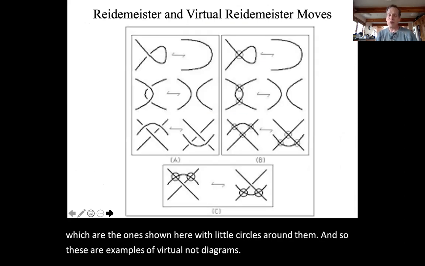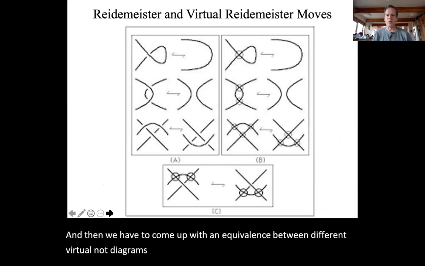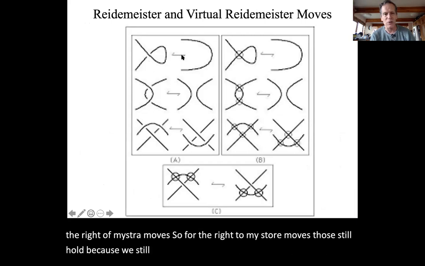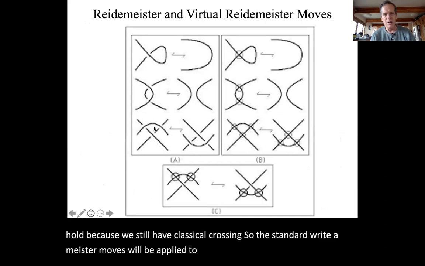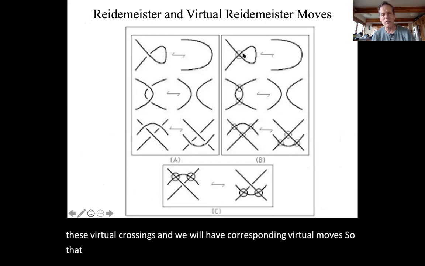And then we have to come up with an equivalence between different virtual knot diagrams. The equivalence is going to be an extension of the Reidemeister moves. The standard Reidemeister moves still hold because we still have classical crossings, so they will be applied to these diagrams. But then we also have these virtual crossings, and we will have corresponding virtual moves. So the type 1 classical Reidemeister move also has a type 1 virtual Reidemeister move.